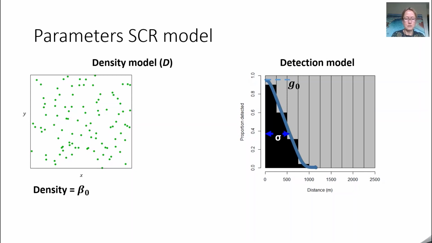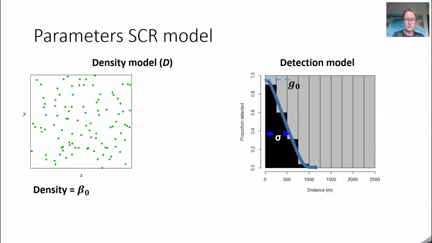The density model models how many animals we have in our study area per unit area. In the example we have seen in the previous lectures, this was even across the study area. In this case, the density model is very simple and just consists of a single value. So the simplest density model has one parameter, which we call beta 0.